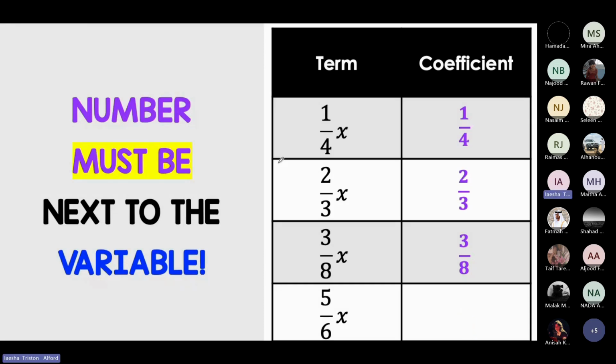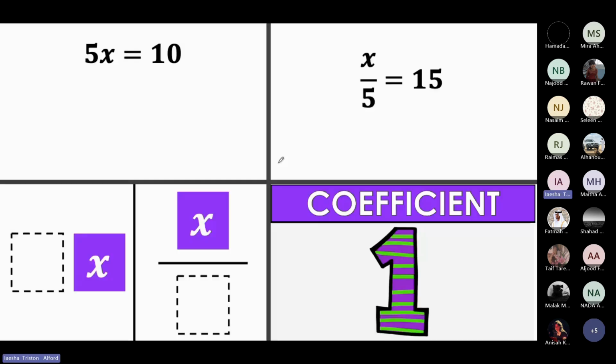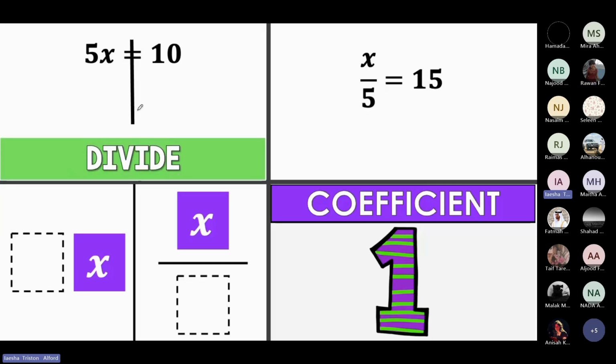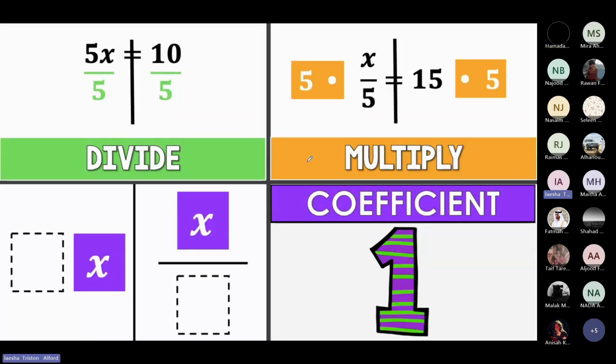So we have 3 ways to see the coefficient, right? I'll show you in another one, but there are 3 kinds of coefficients. So let's see. For this one, how do we make the answer? Divide positive 5 on both sides. For this one, how do we make the answer? Multiply positive 5 on both sides, right?